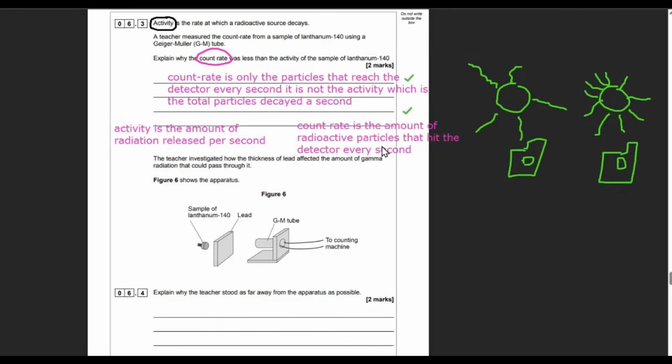So if you don't know the difference, get a little revision card, and put on one side, what's the difference between count rate and activity, 2 marks, and then on the back, write 2 points, write what they are. And there you go, you'll get the marks for just saying the definitions.